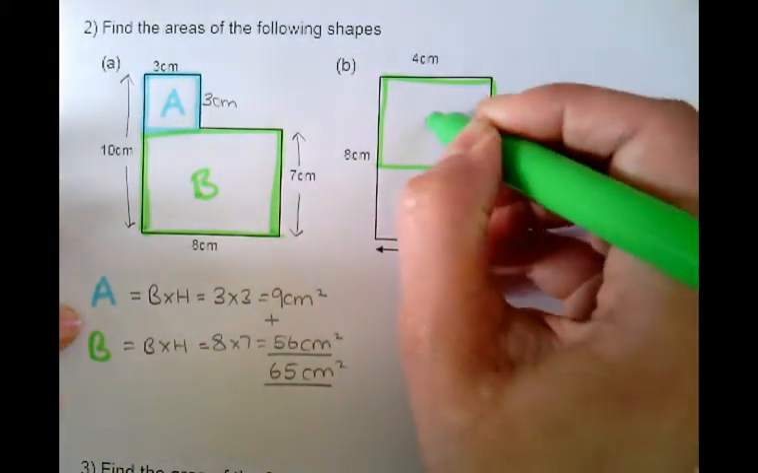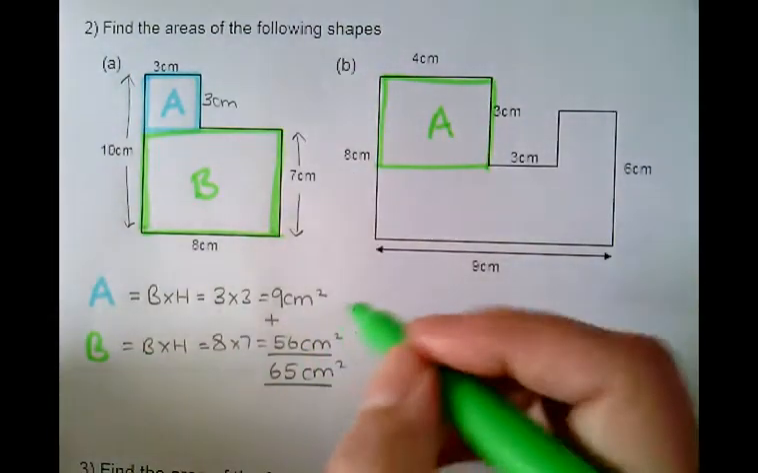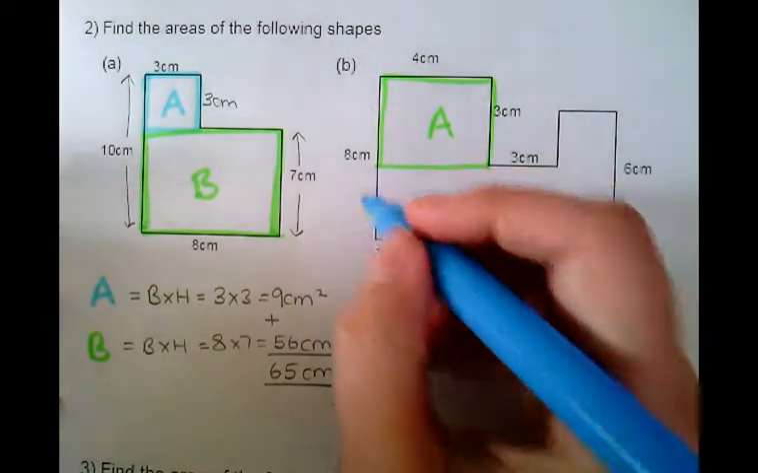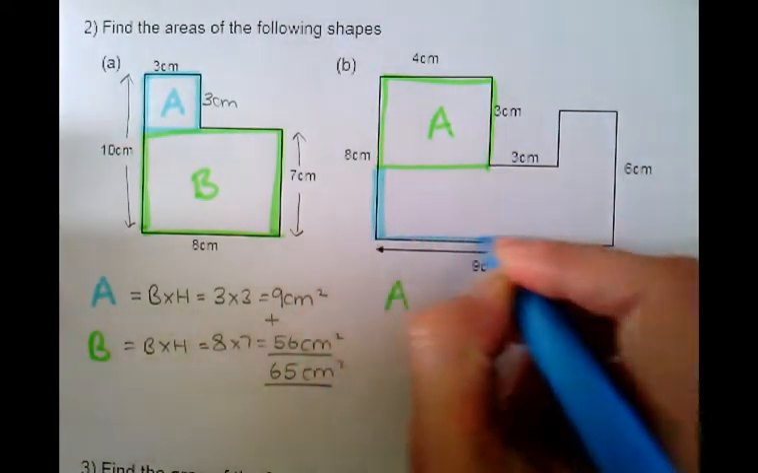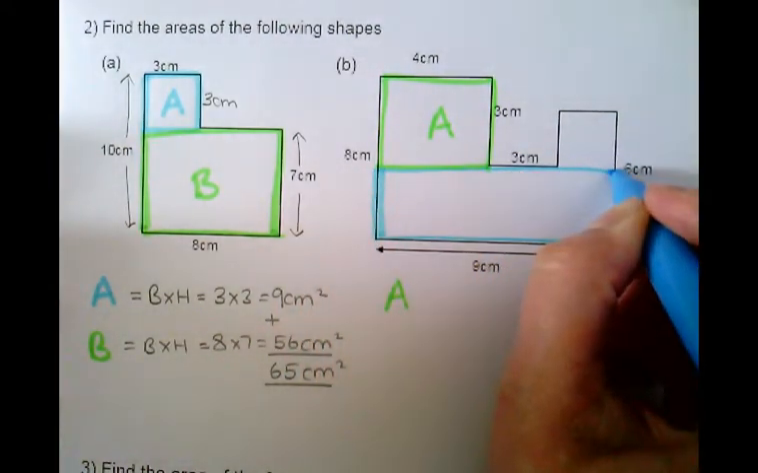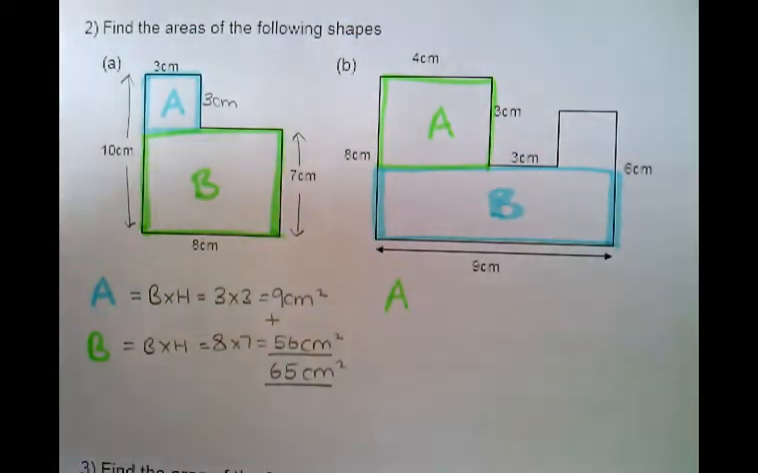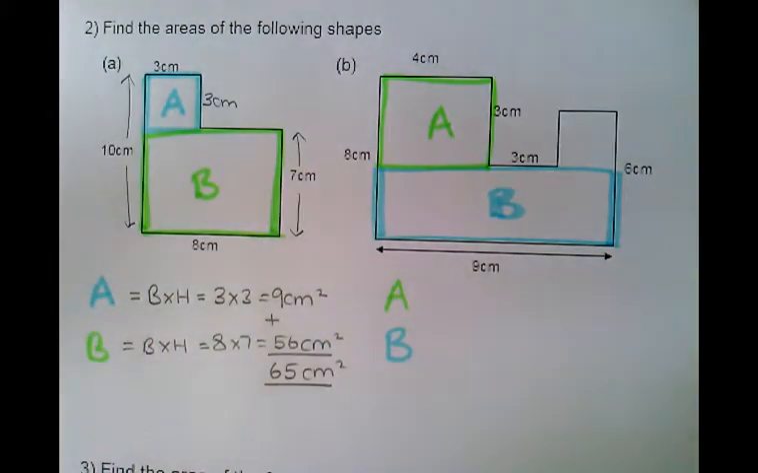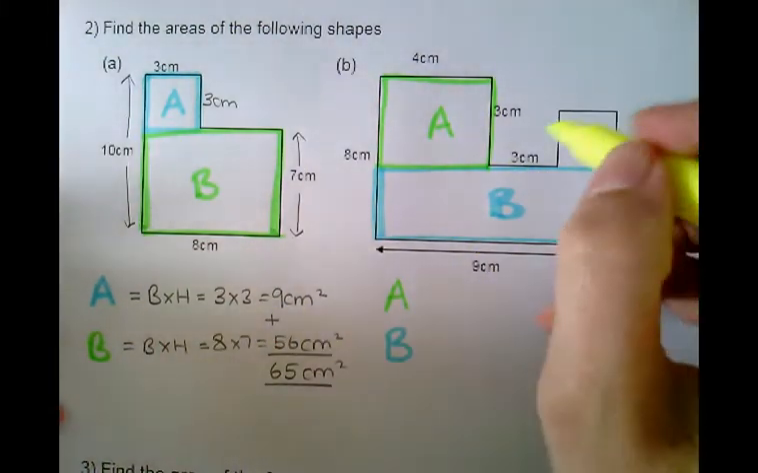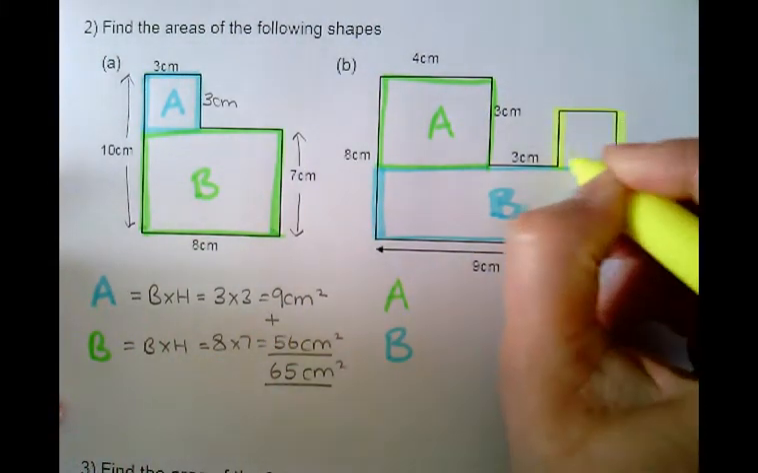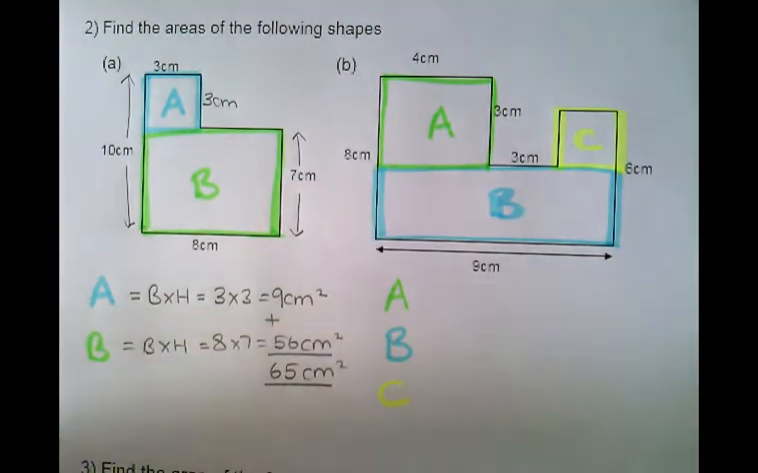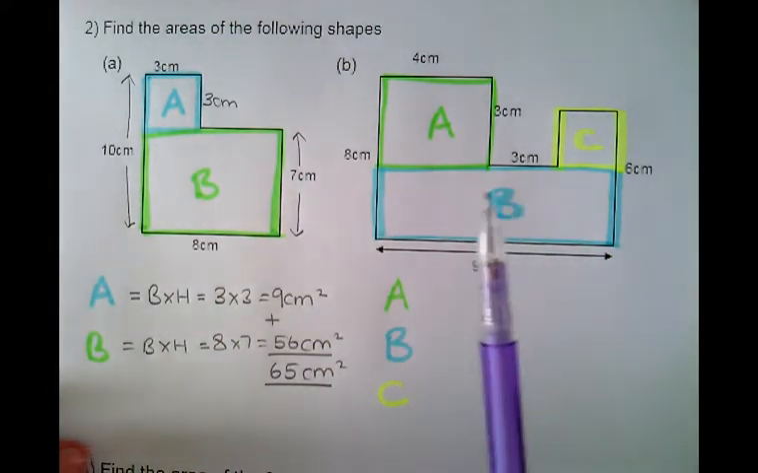So one rectangle, label it A. So rectangle A down here then. Another rectangle, label it B. And then, what about that? The last wee one there then, we will label it C. So again, labelling them will show clearly where your method is coming from or where your working out's coming from.